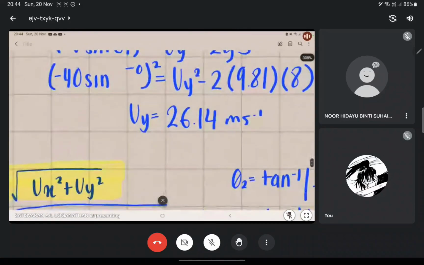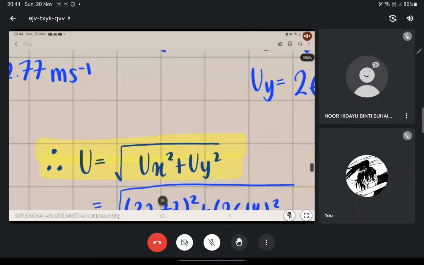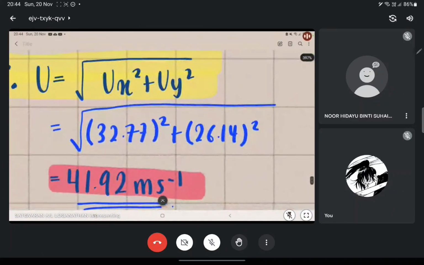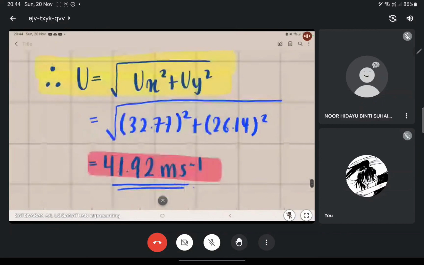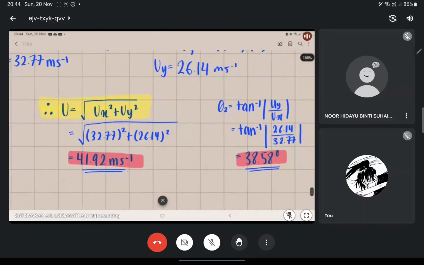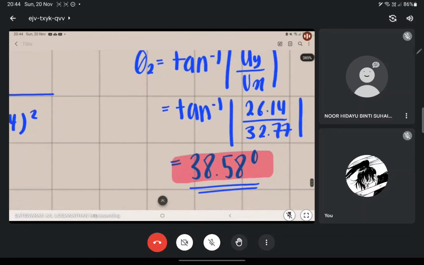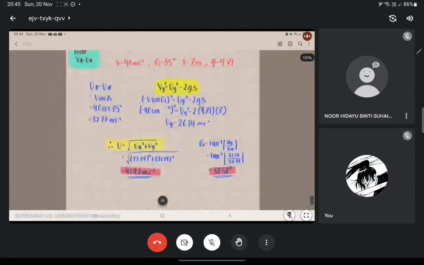Okay, from this, we can know the resultant U equals the square root of Ux square plus Uy square. So 32.77 square plus 26.14 square, and we get the answer 41.92 meter per second. And we also should find the theta. So to find theta 2, the formula is inverse tangent Uy over Ux. So we substitute the values and we get 38.58 degree. So that's all for question 2B.